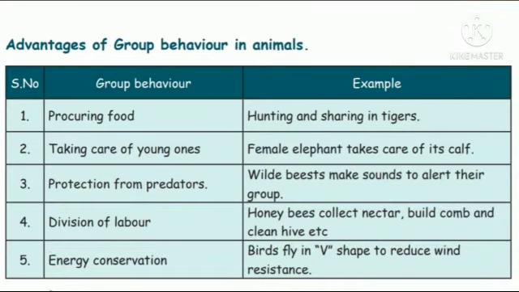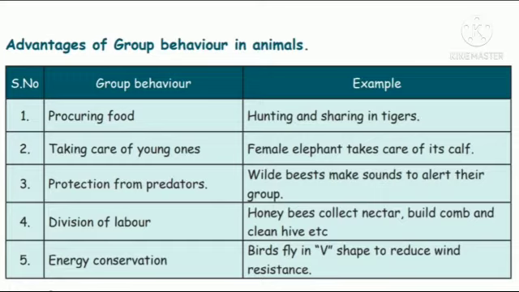Advantages of group behavior in animals. Advantages means uses. What are the uses of group behavior in animals? First one, procuring food. Example, hunting and sharing in tigers. So one tiger alone went for hunting. It will hunt the food and other tigers will share and eat the food. So other tigers no need to work. Okay, so procuring food, hunting and sharing in tigers.